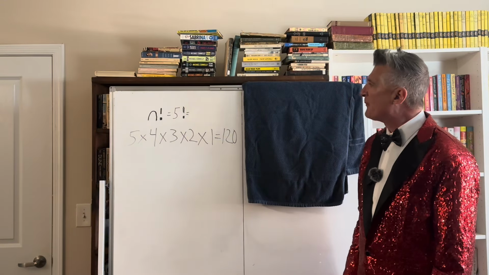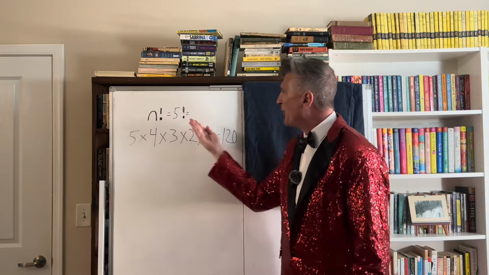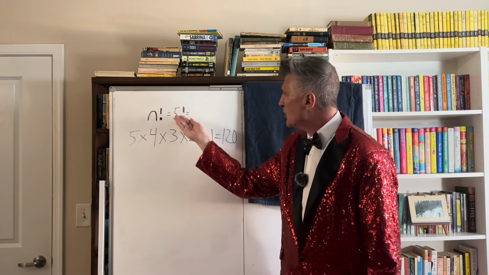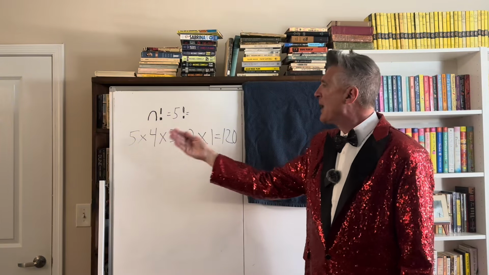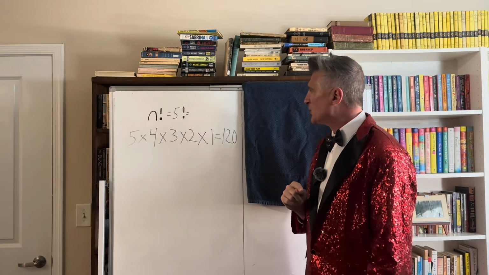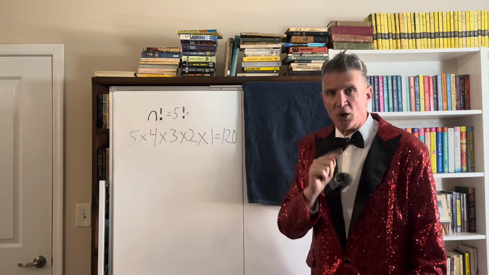Well, what are we talking about with a 5 factorial? Well, when we're dealing with a factorial, all we're doing is counting down previous integers, okay? We start with our 5, we multiply by 4, by 3, by 2, by 1, and that gives us 120. This is a single factorial.